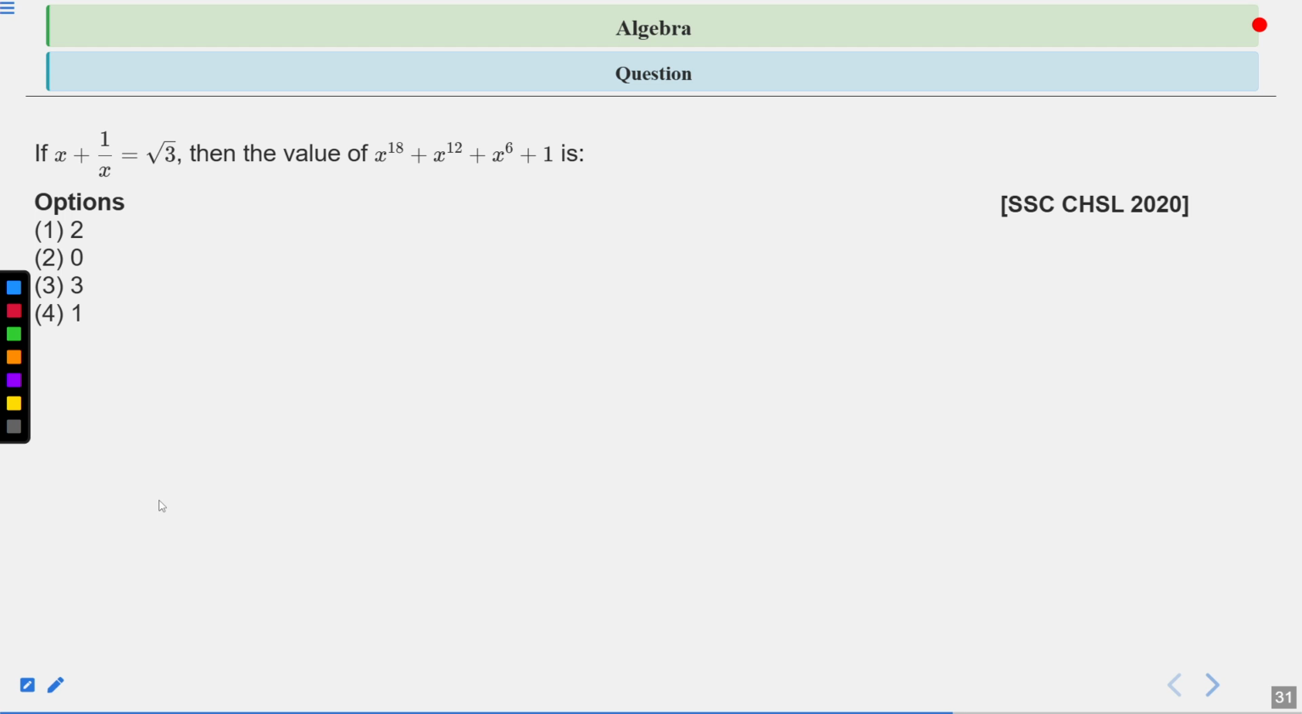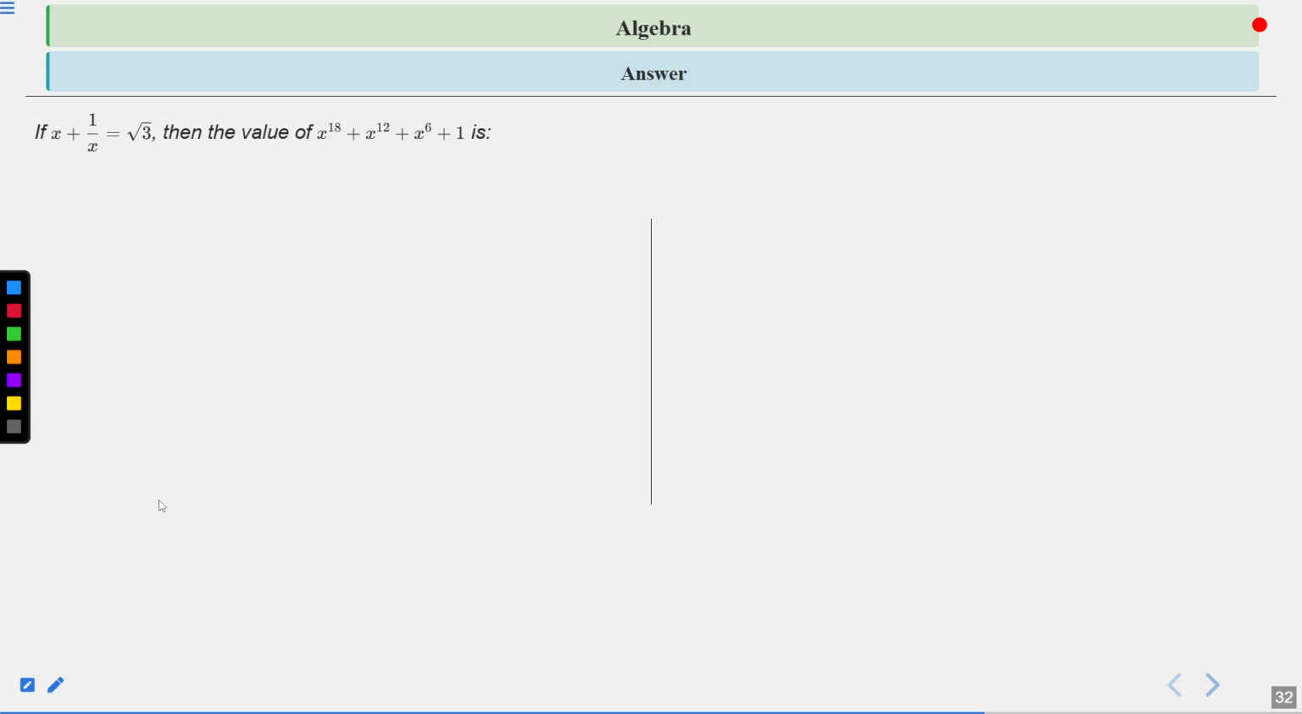If x plus 1 upon x equals root 3, then the value of x to the power 18 plus x to the power 12 plus x to the power 6 plus 1 is? This question was asked in the SSC CHSL exam 2020. There are 4 options. First one is 2, second is 0, third is 3, fourth is 1. Now you have 10 seconds to analyze the question. Your time starts now. Now time's up. Let's see the solution of this question.